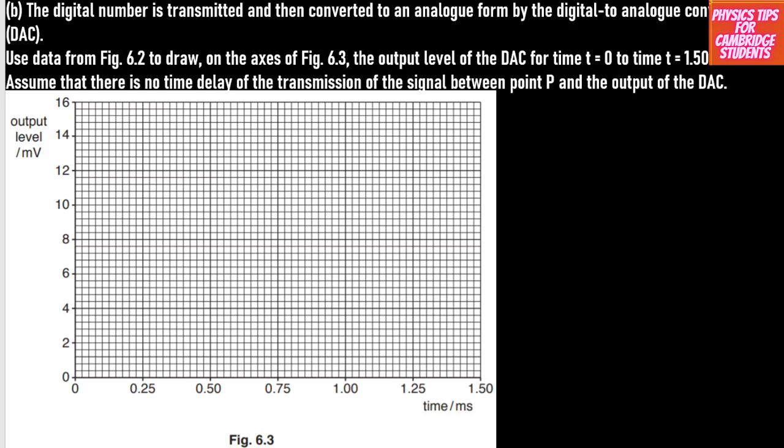Okay, moving on. The digital number is transmitted and then converted to an analog form by the digital to analog converter. Use data from figure 6.2 to draw on the axis of 6.3 the output level of the DAC for time t is equal to 0 to t is equal to 1.5 milliseconds. Assume that there is no time delay of the transmission of the signal between point P and the output of the digital to analog converter. Right? So we've been given that.